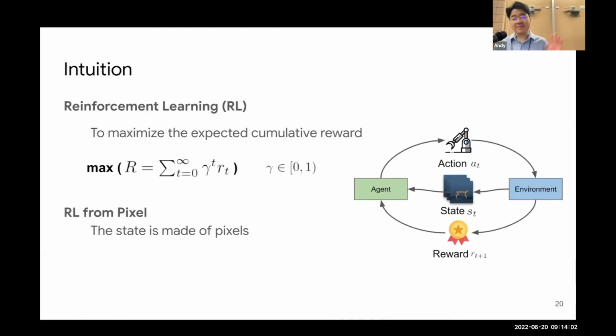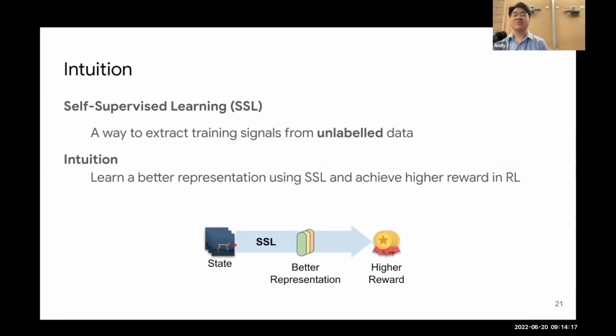The intuition is, as mentioned, there is reinforcement learning for robot learning. And we are particularly interested in reinforcement learning from pixels. So your state is made of pixels or representations learned out of pixels. And then there is self-supervised learning, which you'll be more familiar with. It's a way to extract training signals from unlabeled data. And the intuition is to learn a better visual representation using self-supervised learning and ultimately achieve higher reward in reinforcement learning. So we benefit from self-supervised learning losses to learn a better representation, which will eventually lead to better reinforcement learning and better robot learning.